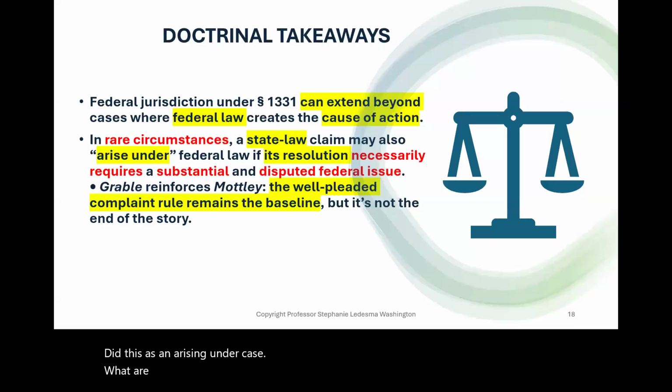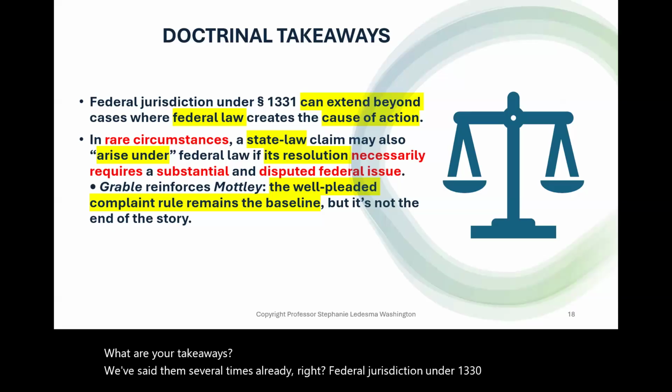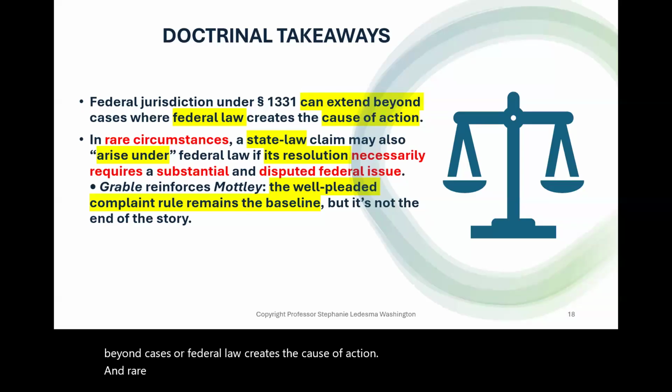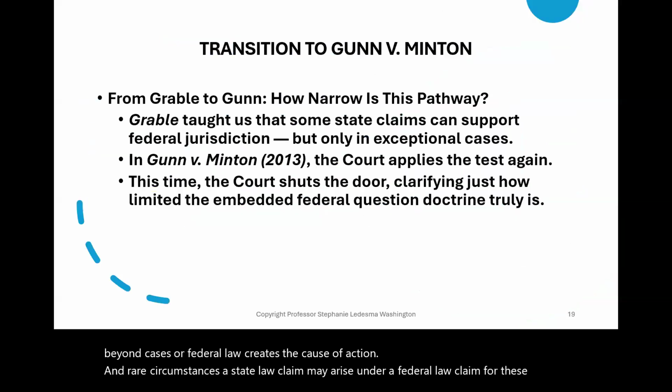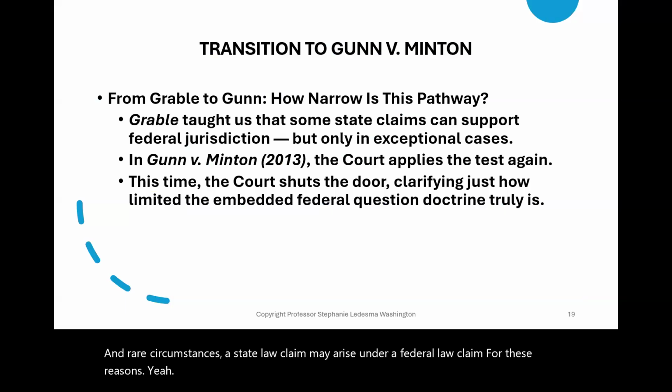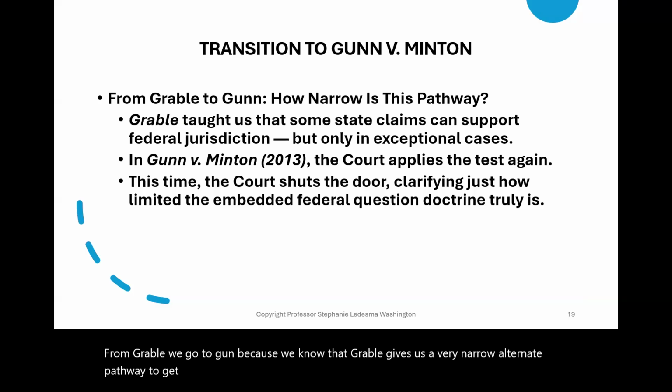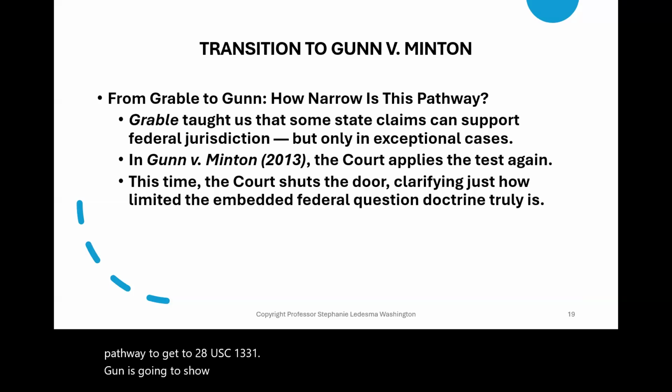What are your takeaways? We've said them several times already, right? Federal jurisdiction under 1331 can extend beyond cases where federal law creates the cause of action. In rare circumstances, a state law claim may arise under federal law for these reasons. From Grable, we go to Gunn because we know that Grable gives us a very narrow alternate pathway to get to 28 U.S.C. 1331. Gunn is going to show us exactly how narrow that pathway is.